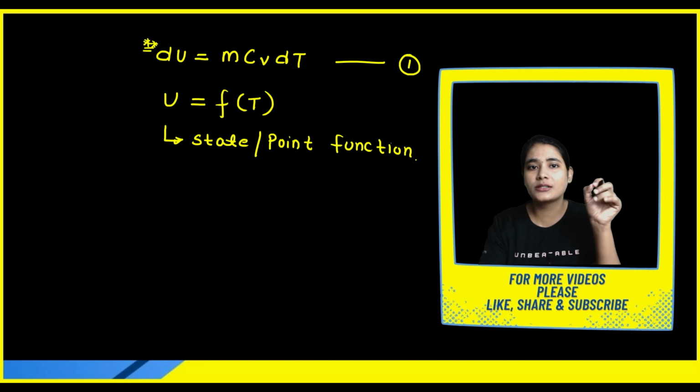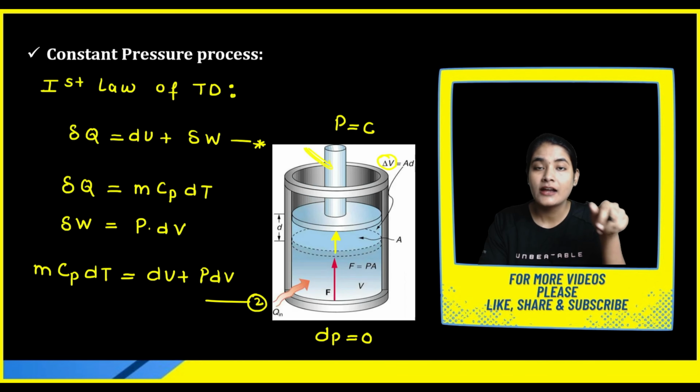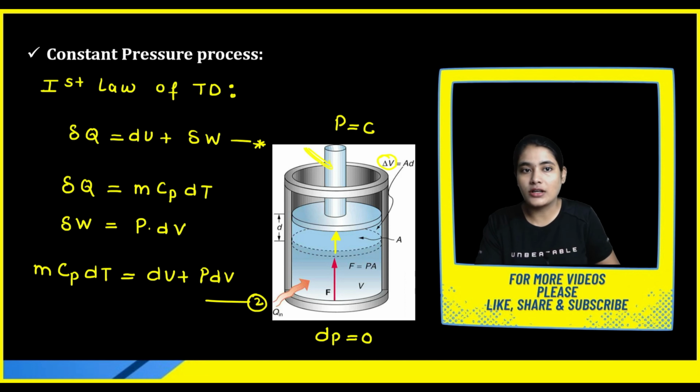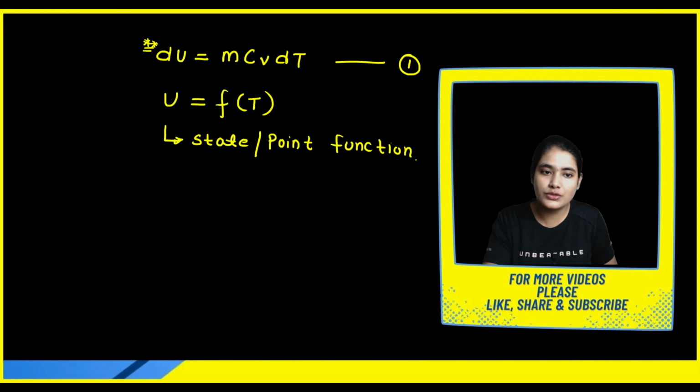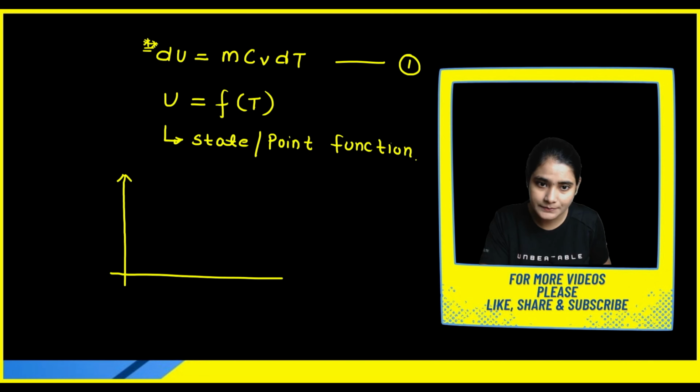Ma'am, how is it possible that we use this du in this particular expression? My dear, we can use it, do you know why? I already told you internal energy does not depend on the process, it depends just on the end points. If we consider a constant pressure process and a constant volume process between the same two states, then we will be able to use this expression.